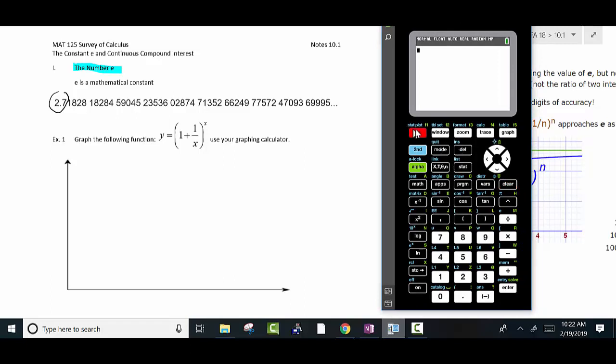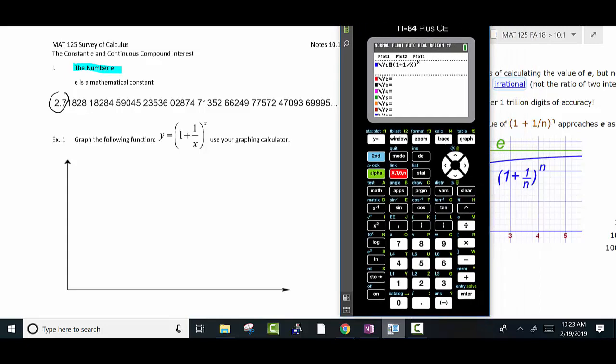So this is what I want you to put in your calculator. We're going to put in this function right here. Go to y1 and put it in exactly the way I've got it here: parentheses, 1 plus 1 over x, close the parenthesis, and then raise that to the x power. That's a function, and it actually has something to do with the compound interest formula, which we're going to talk about in this section.